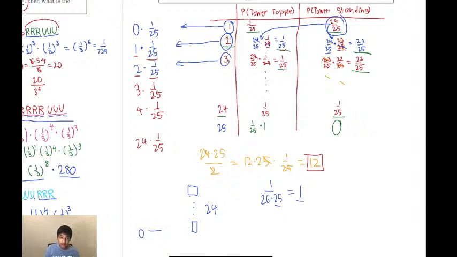And that means you can guess that it's going to be the average. The average of the minimum 0 and maximum 24 is 12. So 12 is the answer. Okay, so that's the answer to this problem.